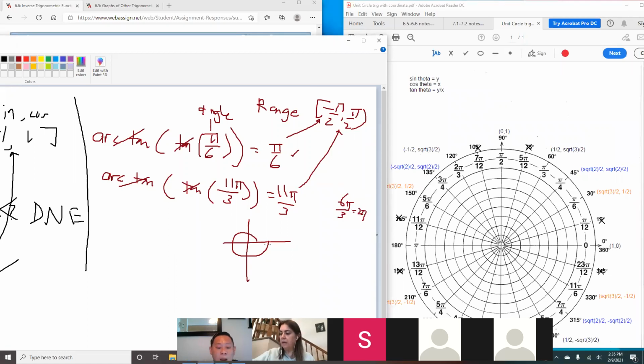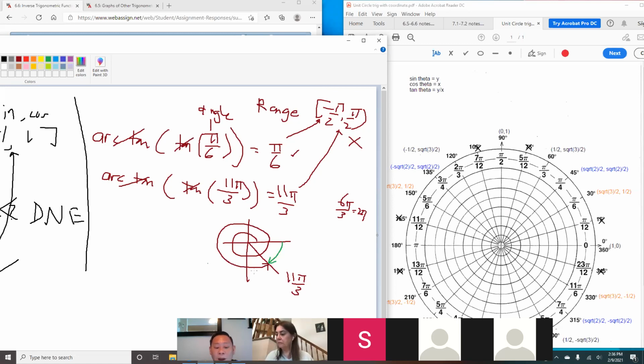So where is 11 pi over 3? It goes all the way till here. This is 11 pi over 3. Is this inside this range? No. So can someone figure out what this is? This is not DNE. This one does exist. And this one, it goes this way, clockwise. Does anyone know what angle that one is?